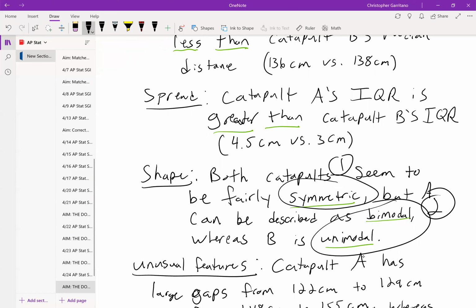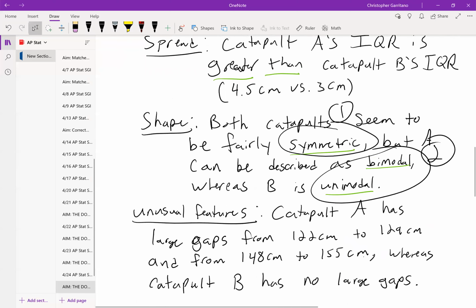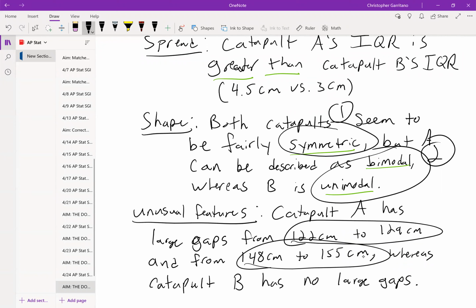All right, it's not enough just to describe the shape as being symmetric or skew, and it's not enough just to describe the shape as being unimodal or bimodal or whatever. You must describe both for shape. And as far as unusual features, catapult A has large gaps from 122 to 129 and from 148 to 155 centimeters.